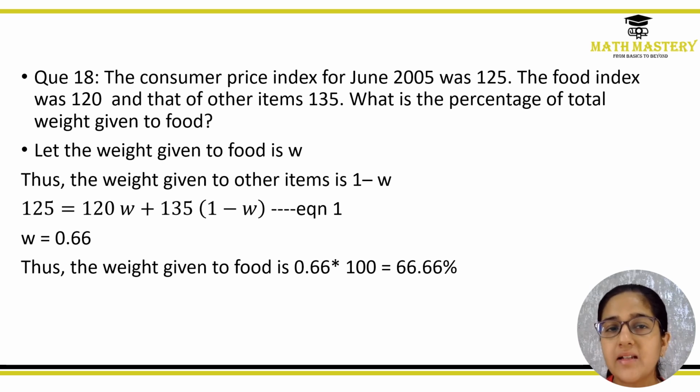So consumer price index is a weighted relative price index of consumer goods, which includes food, housing, rent, etc. In this question, the commodities are given as food plus other items. So food plus other items comprises the total commodities for calculating CPI. So let the weight given to food be W. If the weight given to food is W, then the weight given to other items will be 1 minus W, because the sum total of weight is equal to 1.